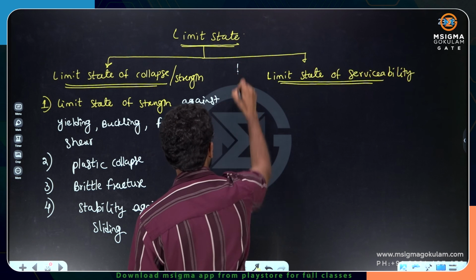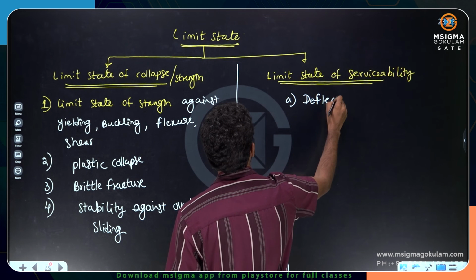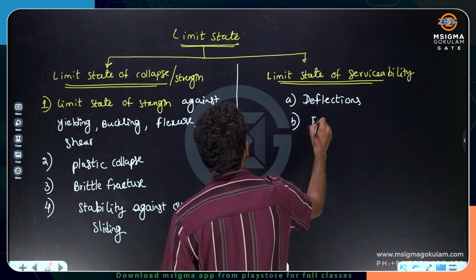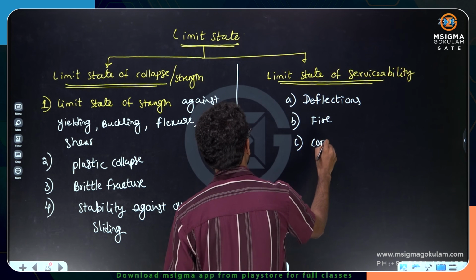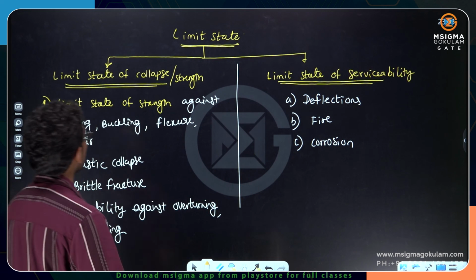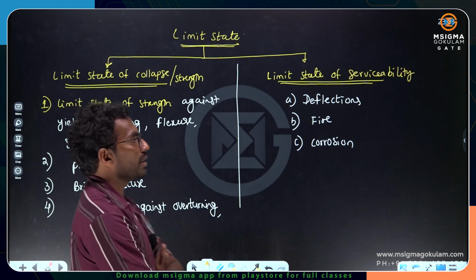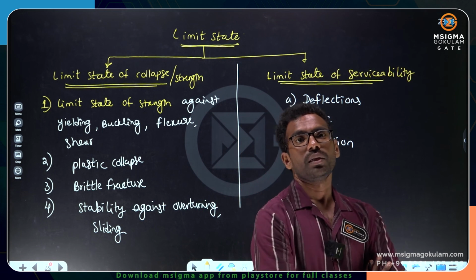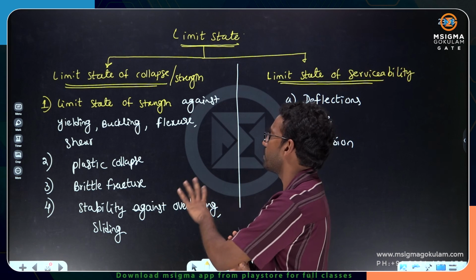Now, if you talk about limit state of serviceability, we have deflections. It should not fail by deflections, it should not fail by fire attack, it should not fail by corrosion, and it should not fail by excess vibrations. So these all come under limit state of serviceability. What does it mean actually? It means the structure we design should not fail by strength aspects, and it should not fail by serviceability aspects.